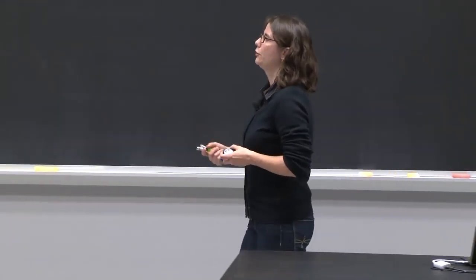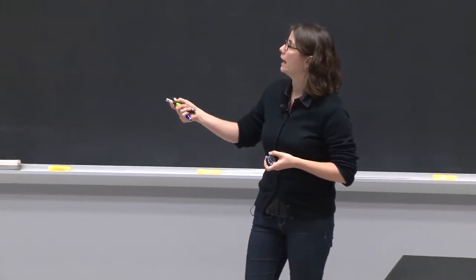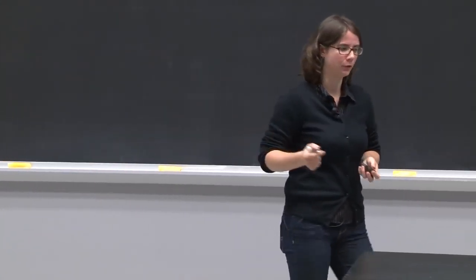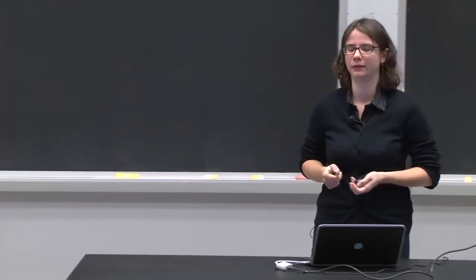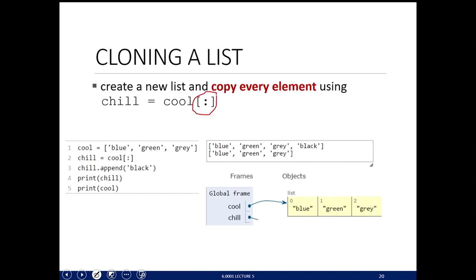If you want to create an entirely new copy of the list, then you can clone it, which sounds really cool, but really it's just making a copy of the list. You clone it using this little notation here, which is open close square brackets with a colon. We've sort of seen this notation before, and this tells Python this is 0, and this is length.